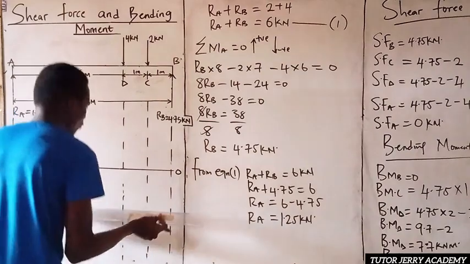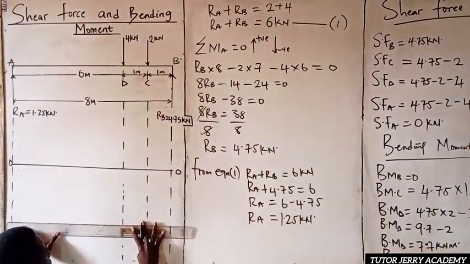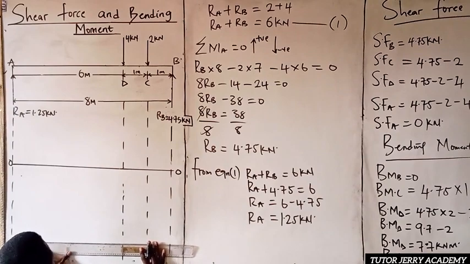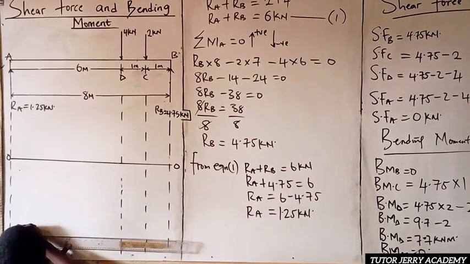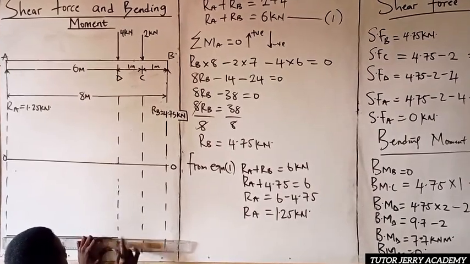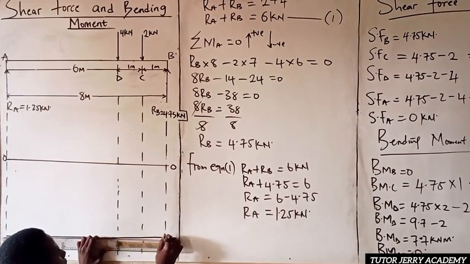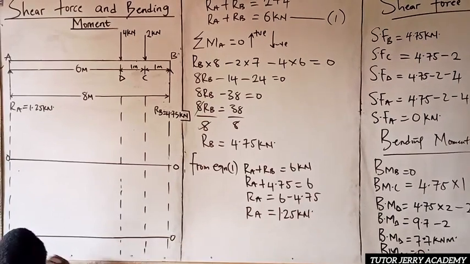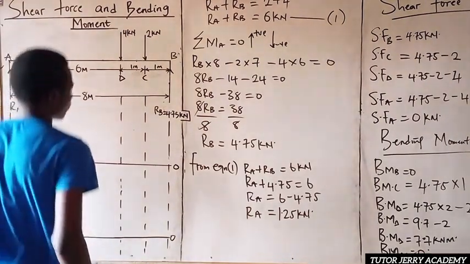So for our bending moment, we are going to be using this as our reference line. Here will be our reference line. So this is what we have. So here is 0, here also is 0.